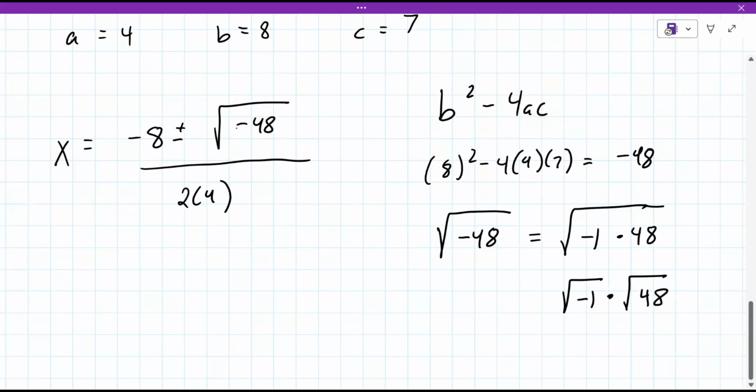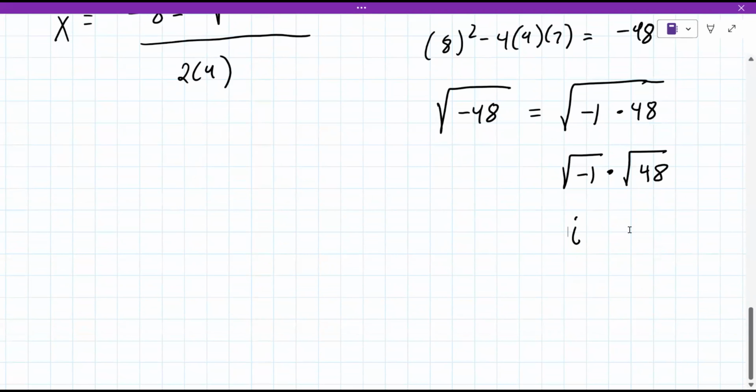Is that something you've seen? Yeah, yep. And then the square root of -1 would be i. Yes, that's correct. So that's the first part. And then you've got to be able to break apart the square root of 48. That's where this prime factorization is so important.